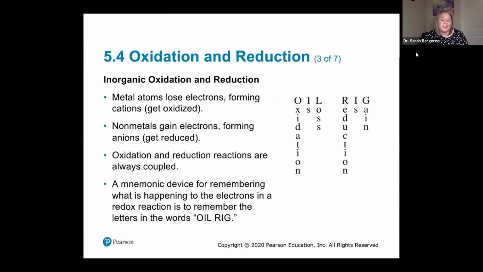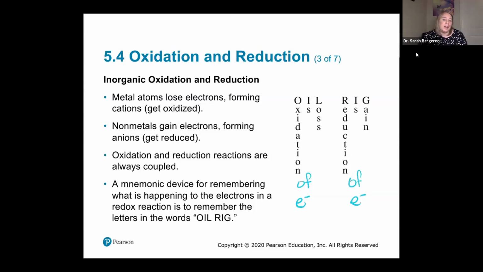So there's a neat little saying that you can remember in order to keep this straight in your mind, and that little saying is OIL RIG. So OIL stands for oxidation is loss, but what are we losing? Oxidation is loss of what? Electrons, right? RIG, so reduction is gain of electrons, right? So if you just kind of remember that.